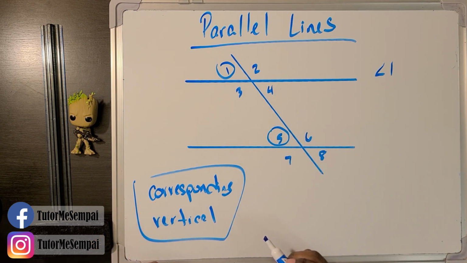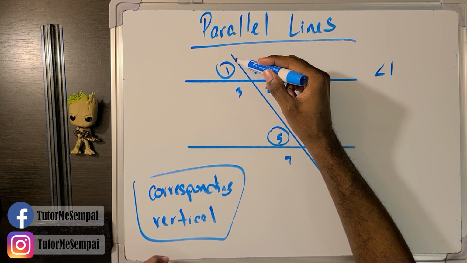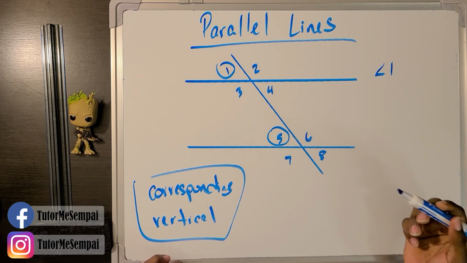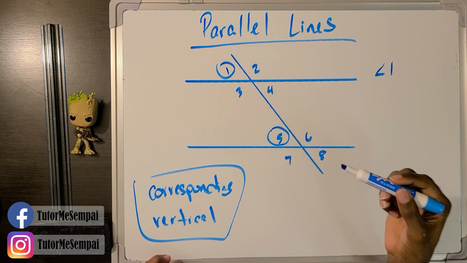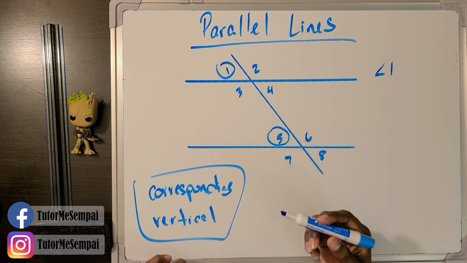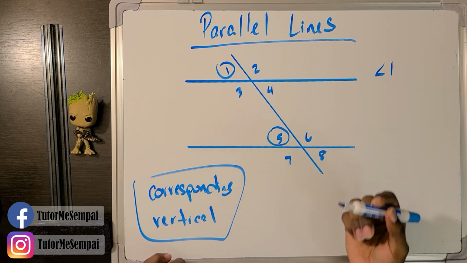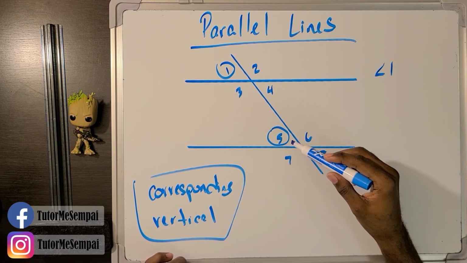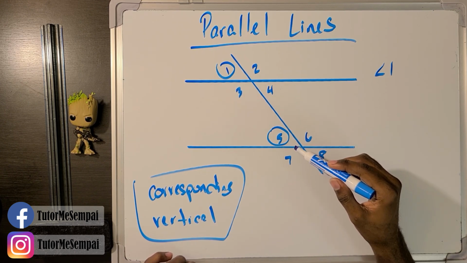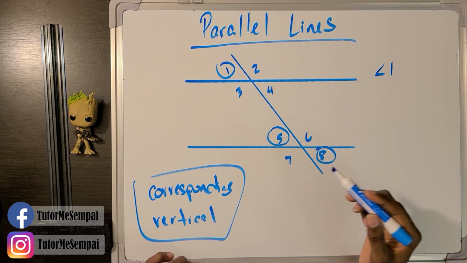Now, we know when you have parallel lines, corresponding angles are congruent. So we know 1 and 5 are going to be congruent. Cool. Let's take it a step further. What do we know about vertical angles? Vertical angles are also congruent, right? And what's the vertical angle to angle 5? Angle 8. Angle 8 is vertical to angle 5.